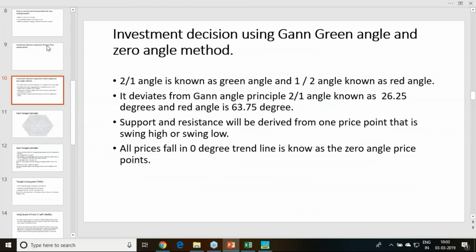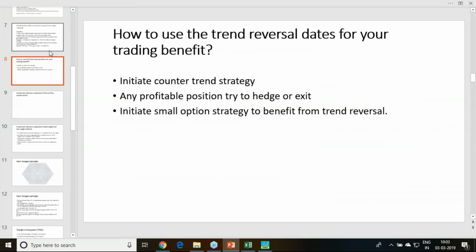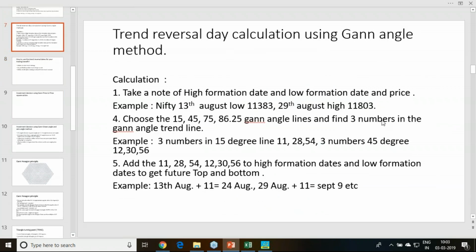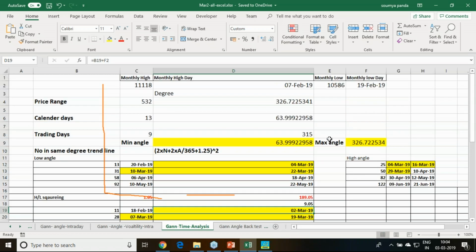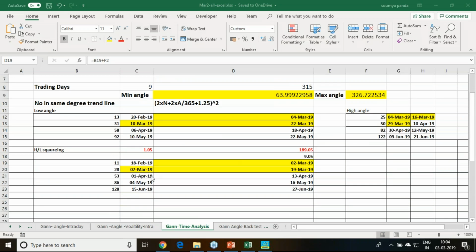Using Gann angle formulae, trend reversal date calculation. I have already given the steps. That particular Excel sheet, just rework it and calculate the trend reversal date as per the Gann angle principle. You have already downloaded the same Excel sheet, or you can download the updated one which I will give today.